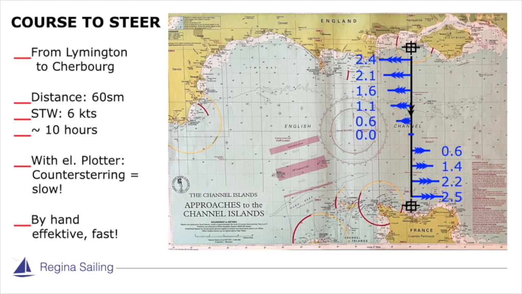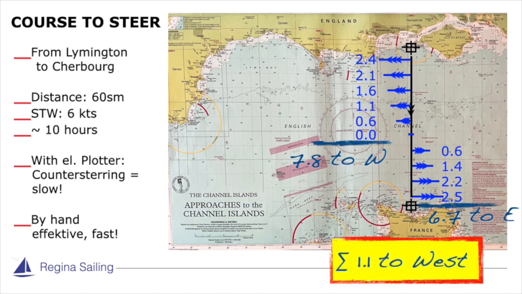So how do we do this by hand? Well, it's easy. You just sum up all the currents that push us to the west, and then you sum up all the currents that push us to the east. So in these 10 hours, it pushes us first 7.8 nautical miles to the west, and thereafter 6.7 nautical miles to the east in the 10 hours it takes to go over the English Channel. So to sum up, that means 1.1 mile to the west in these 10 hours. That's not too much, so we don't have to bother too much about counter steering at all. But the 1.1 nautical mile we should consider.